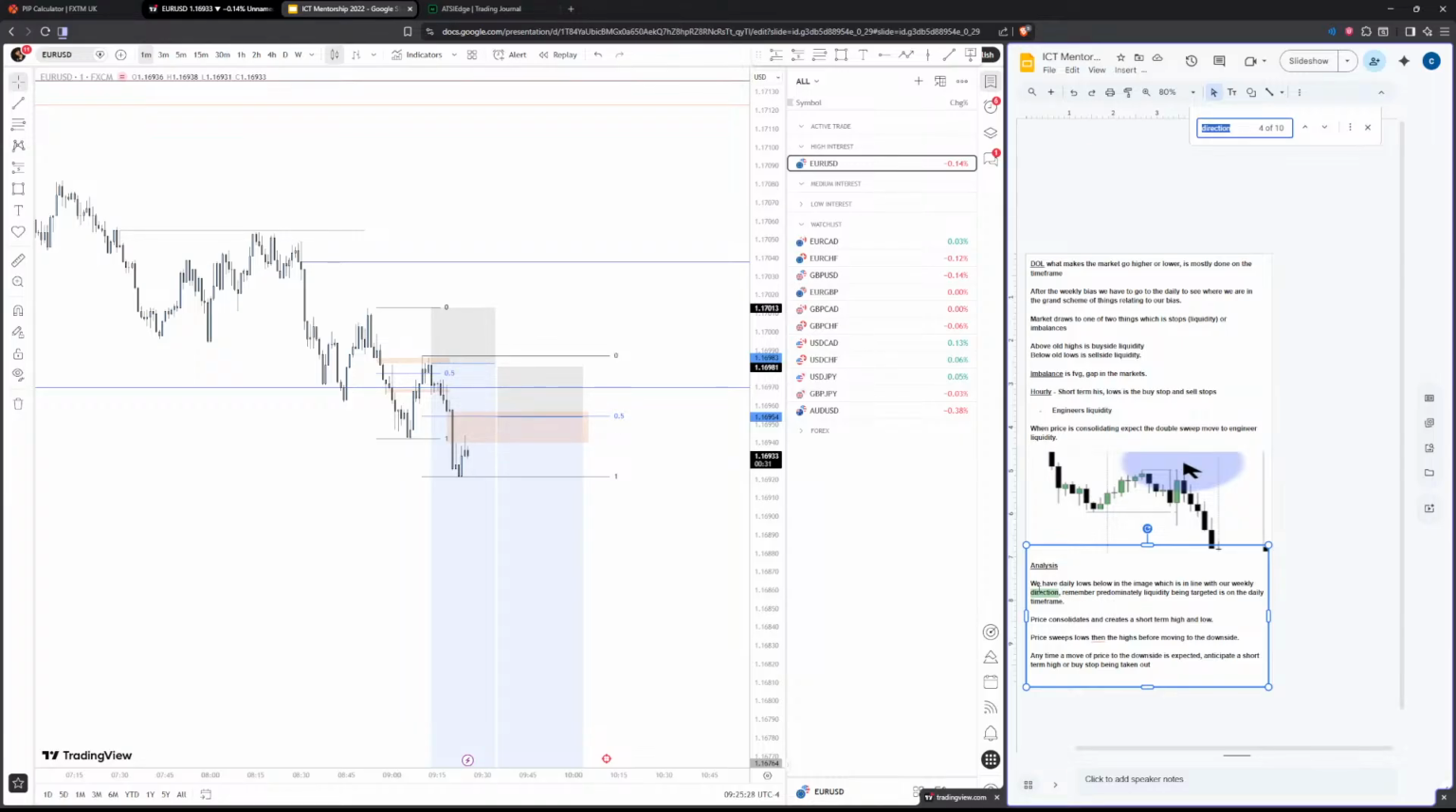So on this day here, we have daily lows below, which is in line with the weekly direction. So predominantly liquidity is being targeted on the daily time frame. Price consolidates, as you can see here, creating these equal highs, and then this low right here is just the range of the consolidation. This low, that high. You can see we create equal lows here, and we take out these lows down here, and we get a double whammy. We should be expecting that when price consolidates.